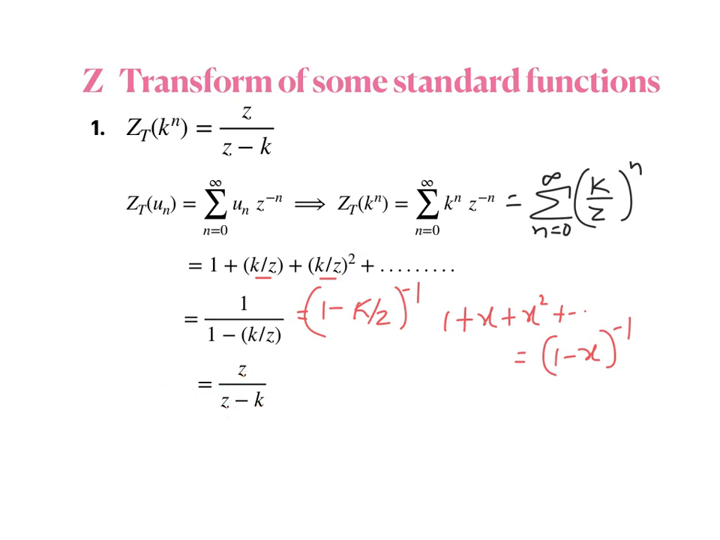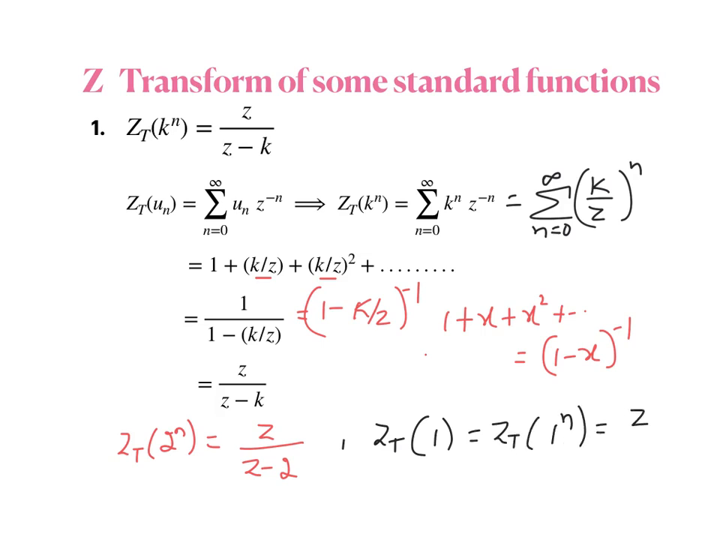For example, z transform of 2 power n is z by z minus 2. And from this you have to remember one more standard result. From this you can write z transform of 1 as 1 power n. So it is z by z minus 1.